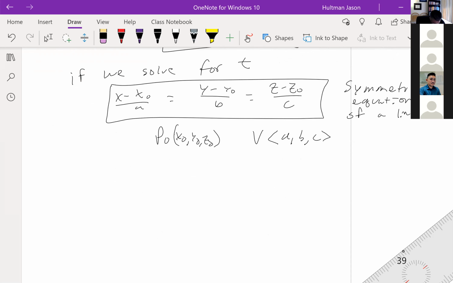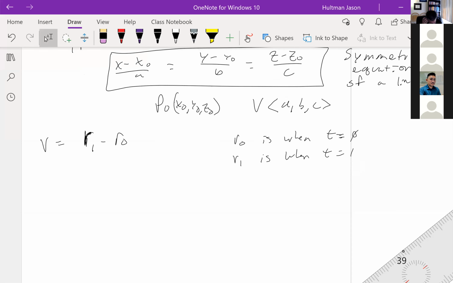If v equals r1 minus r naught, what is that? r1 minus r naught. That means that when t is equal to 1, we have this guy, right? Okay, so r naught is when t is equal to 0. r1 is when t is equal to 1. Oh, okay. So, okay, let's see what's going on here.